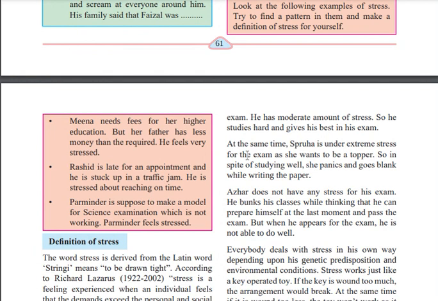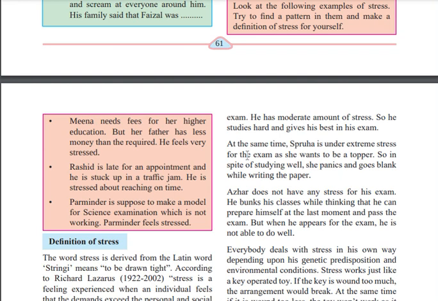Meena needs fees for her higher education. Okay, Meena, she is a girl. She needs fees for her higher education.